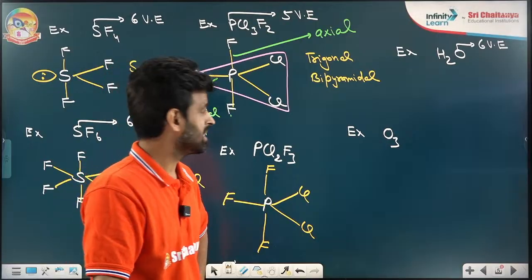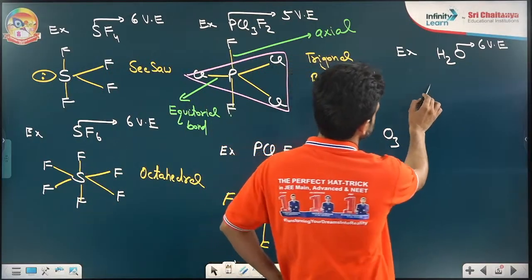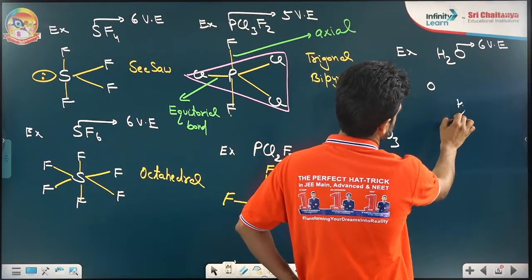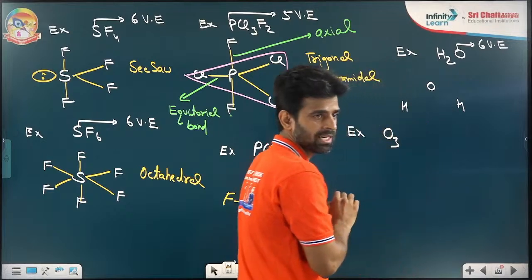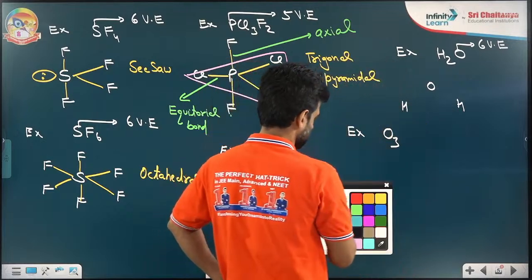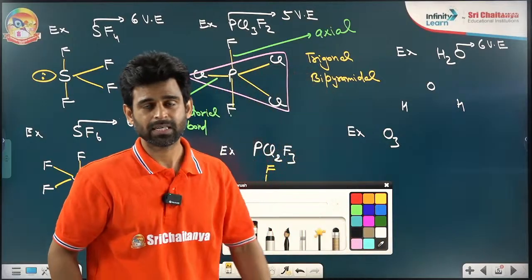So if you look at this, it is H2O, and O is your central element. Hydrogen is what? The surrounding element. You know it very well. Okay, just wait for a second.